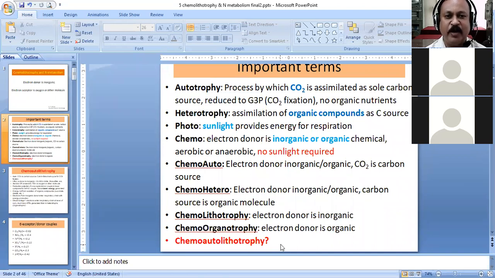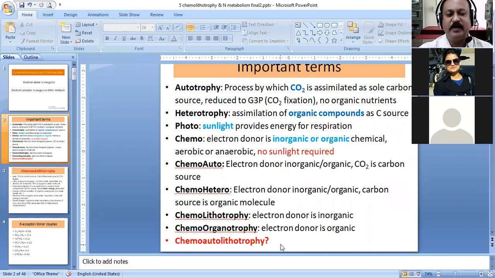Now this is a combination of three words: chemo, auto, and litho. Electron donor is an organic molecule, and CO2 as a carbon source. Yes, yes. Okay, so you are very right. Everybody has understood. As Aishwarya has rightly said, litho means that an inorganic compound is used as the donor of electrons.